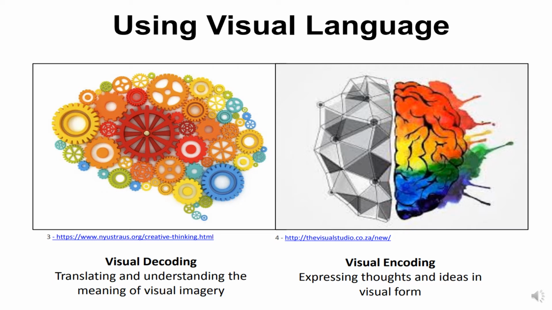When we think about what it means to incorporate visual literacy, we have to consider the visual language being used. We have to consider decoding or encoding. Visual decoding refers to translating and understanding the meaning of visual imagery. On the other hand, visual encoding refers to the ability to express thoughts and ideas in a visual form.